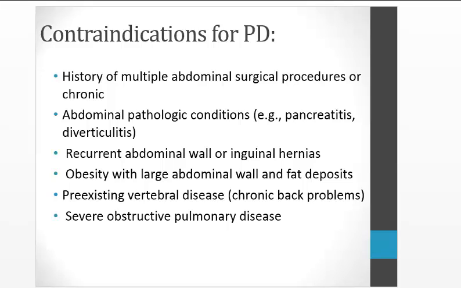If they have obesity and large abdominal wall and fat deposits, that is a contraindication. Because they are already predisposed to back problems, if they have a history of chronic back problems or pre-existing vertebral disease, they are not a candidate for peritoneal dialysis. Of course, if they have severe obstructive pulmonary disease, because I just said on the previous slide that it puts them at greater risk for pulmonary complications, those patients with severe obstructive pulmonary disease would not be a candidate for peritoneal dialysis.